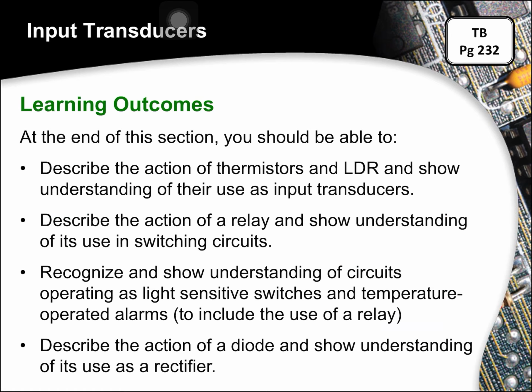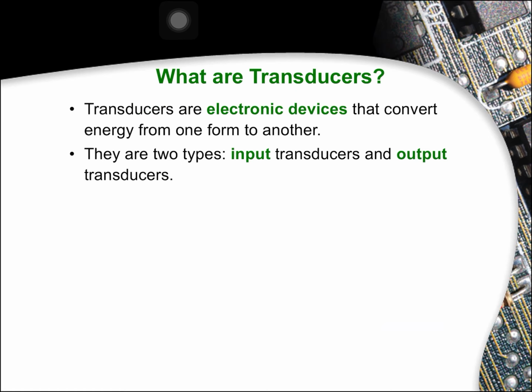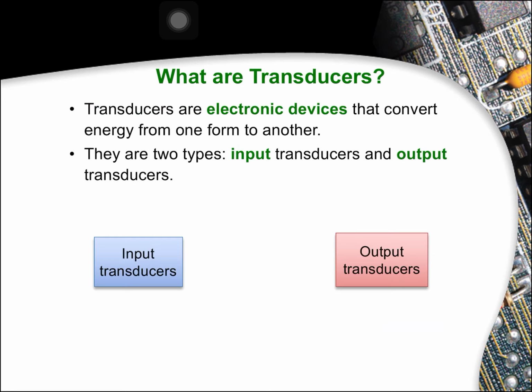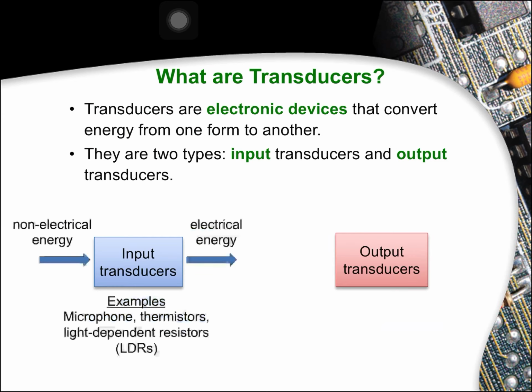Now let's talk about input transducers, or what are transducers in the first place? Transducers are electronic devices that convert energy from one form to another. There are two types of transducers, input transducers and output transducers. Input transducers change non-electrical energy into electrical energy. Examples of this will be thermistors, LDRs, microphones.